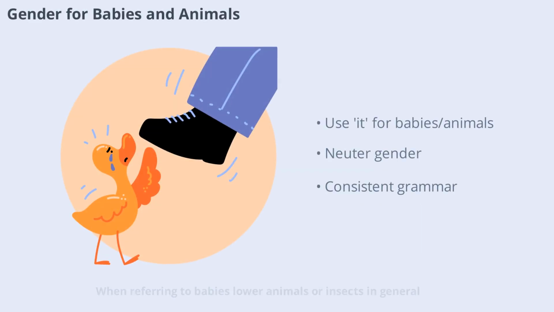When referring to babies, lower animals, or insects in general, use the neuter gender it. For example, the baby cries when it is hungry. This rule avoids confusion and maintains grammatical consistency.